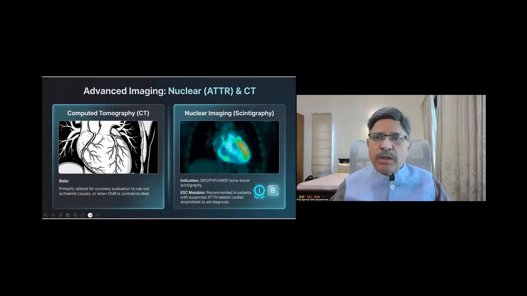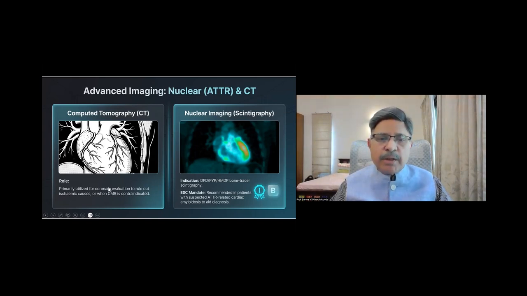So you have to understand late gadolinium enhancement is the latest modality for understanding and evaluating cardiomyopathy. Now, advanced imaging, nuclear imaging, and ATTR. Okay, computed tomography: you first do a cardiac CT, primarily utilized for coronary evaluation. Why do I do CT? To see how the coronaries are, whether it is ischemic cardiomyopathy. I wanted to rule out ischemic causes, or when CMR is not possible, then you do a CT.